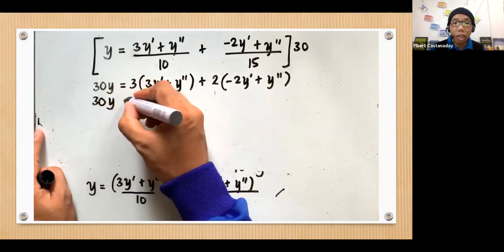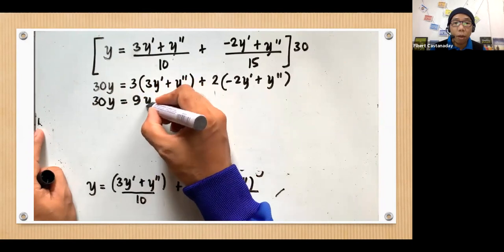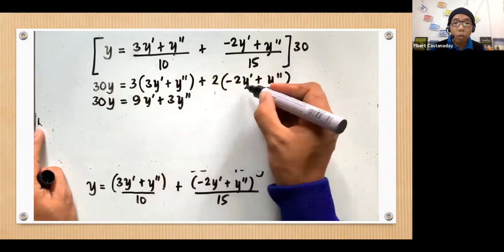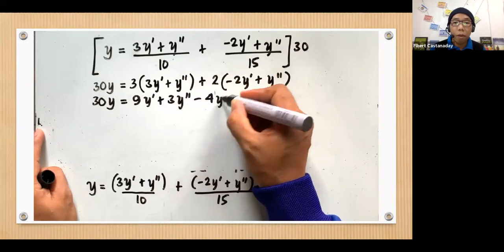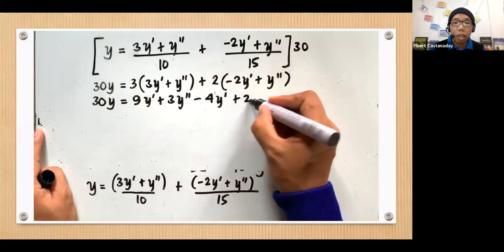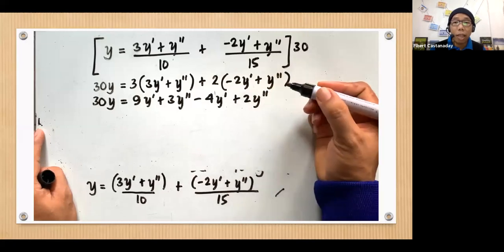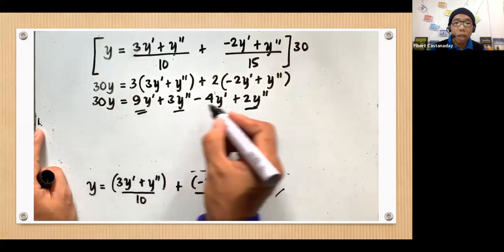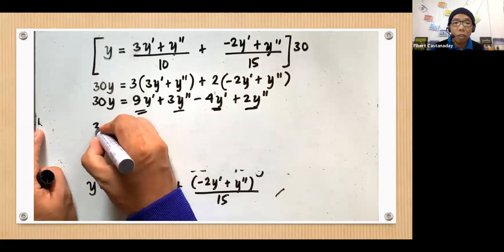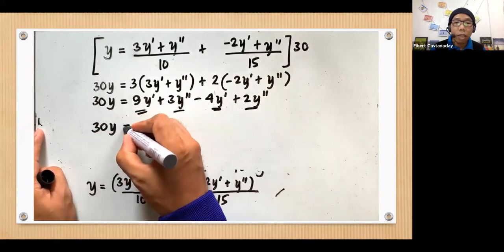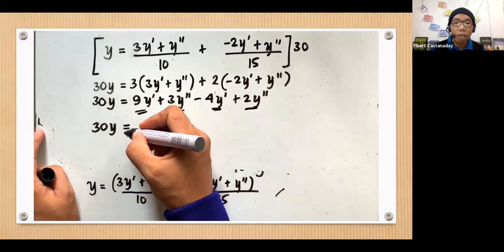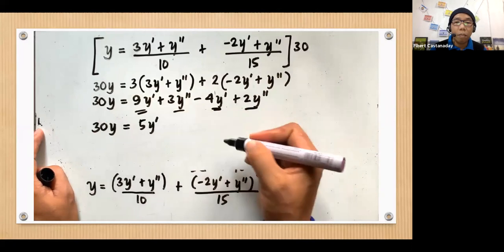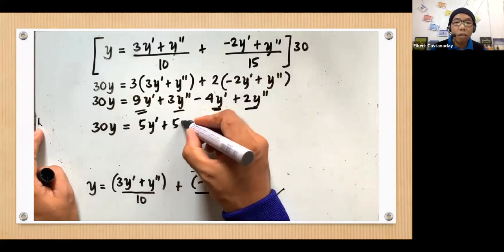So let's distribute the 3 and 2. 3 times 3, 9y prime plus 3y double prime. And we have 2 times negative 2, so you have minus 4y prime, plus 2 times 1, you have 2y double prime. Then combine like terms. We have y double prime, y double prime, and y prime and y prime. Then we combine them, so you have 30y. 9 minus 4, you have 5y prime, and then 3 plus 2, you have 5y double prime.